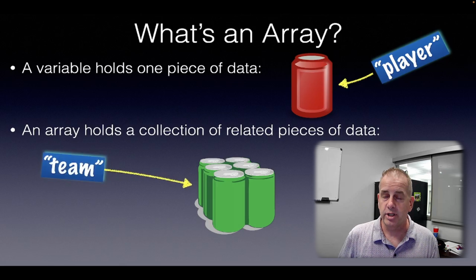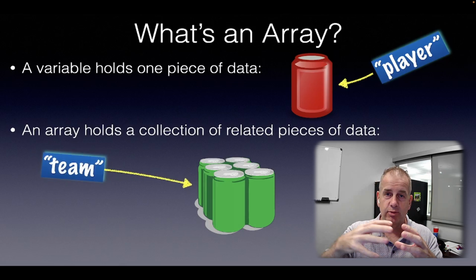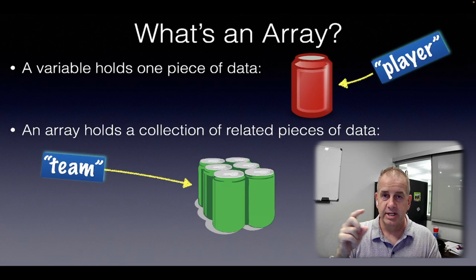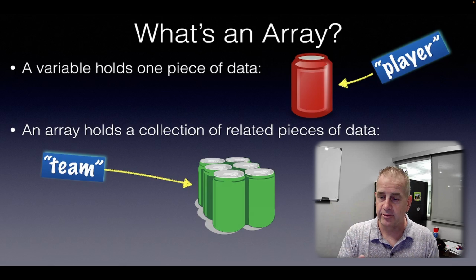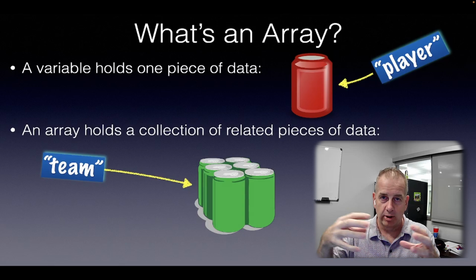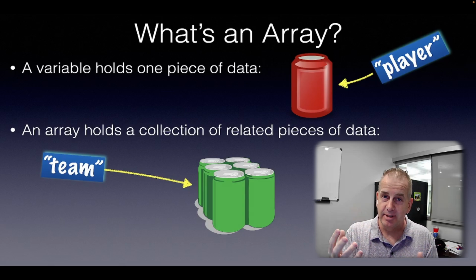And again, we're going to use an identifier to refer to that, but the identifier is going to refer to the whole collection, not just one part of the collection. That's usually reflected in how we name these. A single container might be called player because it holds the name of one player. Our array, our six pack, might be called team because it has the names of everybody that's on the team.